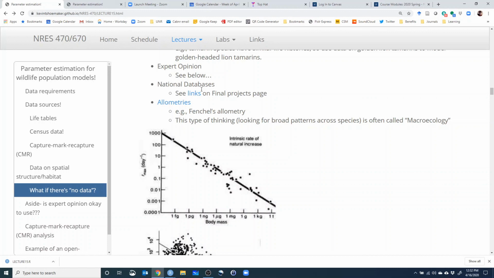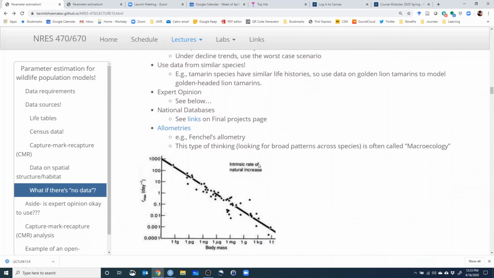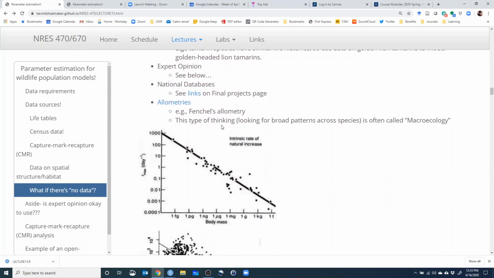maybe you'll be able to get it using one of these methods, by taking some existing spatial data layers, manipulating them, and finding something that is better than nothing. And finally, if you still have nothing after going through all these different types of options, well, you have allometries.